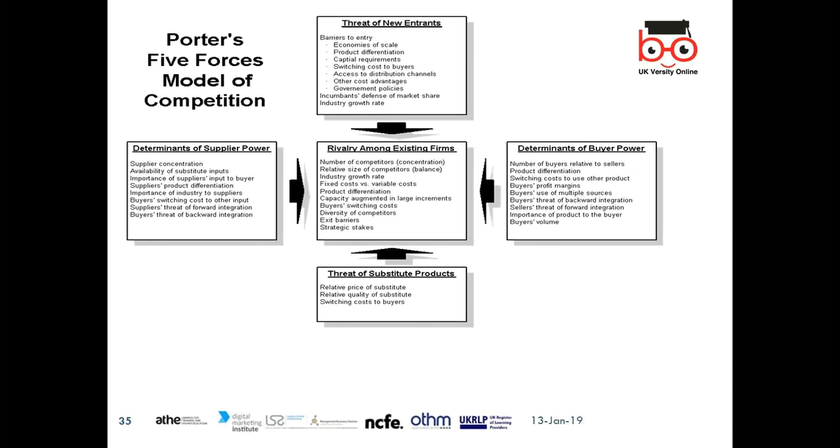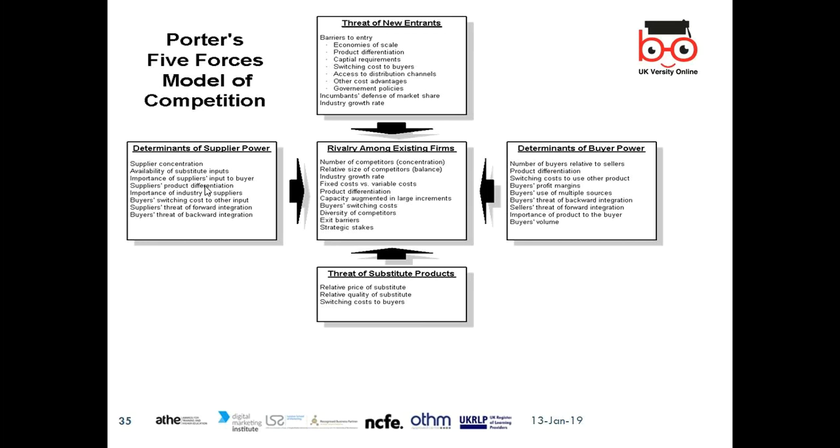The first force determines the power of suppliers. If there are only a few suppliers supplying you the goods, they have more power. If there are many suppliers supplying the raw material, or many accountants providing the services, it means the supplier power is less. So we need to look at supplier concentration and the availability of substitute inputs. All this we need to look at under supplier power.